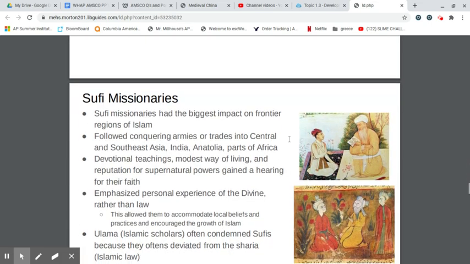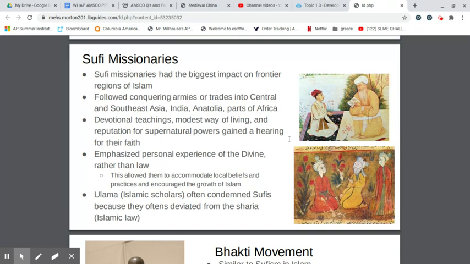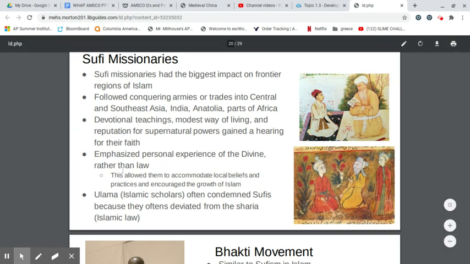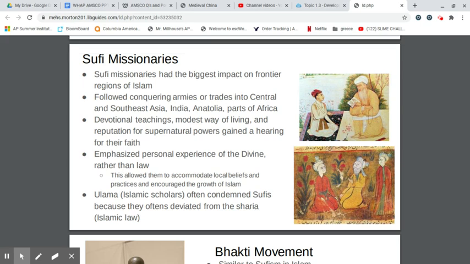All right. Sufis. Remember that Sufis were Muslim missionaries. They have this enormous impact because they're more malleable. They're more able to work with native peoples. They emphasize a personal experience of the divine rather than law. With the traditional Muslims, everything was based off of Sharia law.